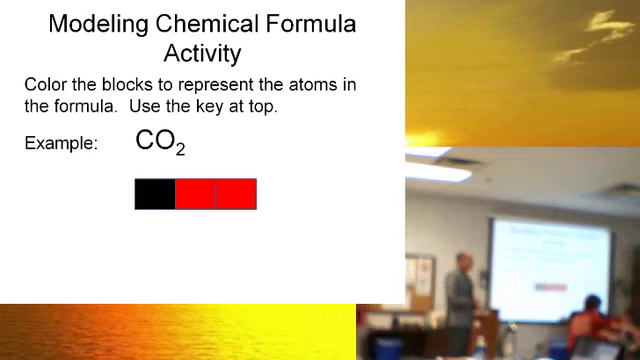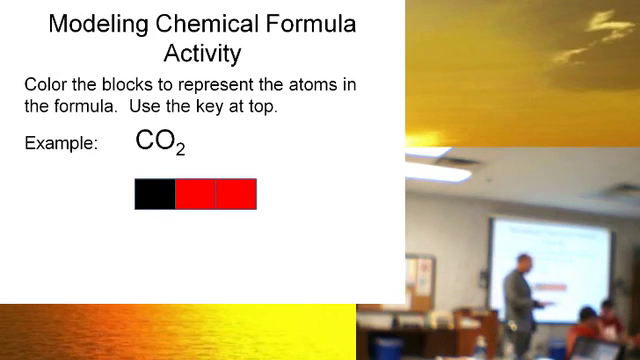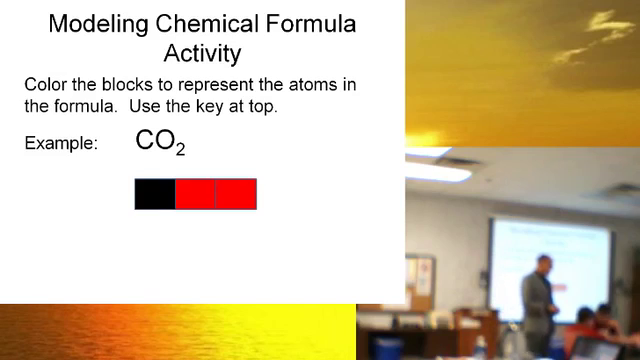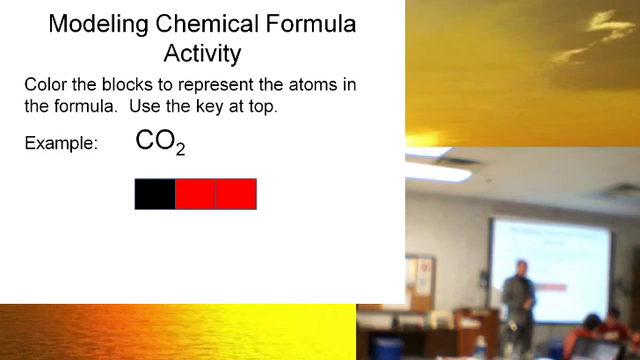Okay, now, on this activity, you're going to use those colors, and you can just lay the colors out in front of you, or y'all can share them. You're going to be coloring the blocks based on the key at the top. So, for example, the top one that you have, everybody's going to do this one, it's CO2. What color is carbon according to your key? Black. So, how many carbons are there? So you color one of the blocks black.